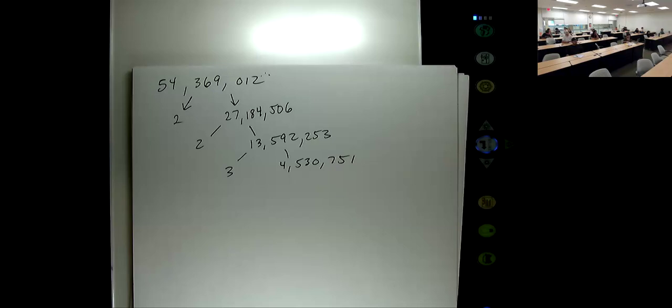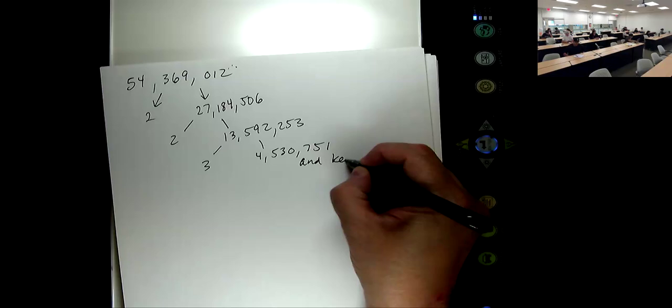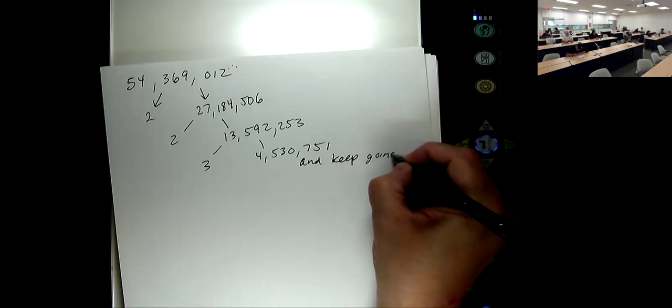Okay. That's how you factor. Like I said, you're not going to have a number that big, and you just keep going, testing prime numbers.